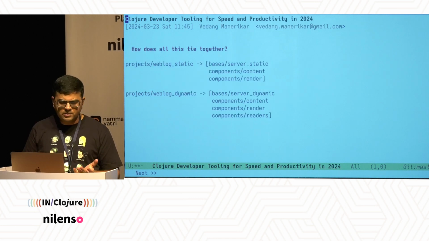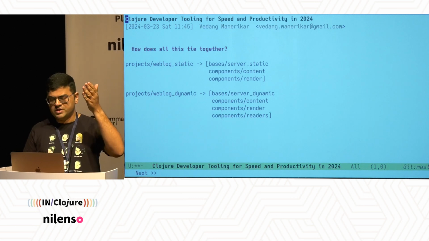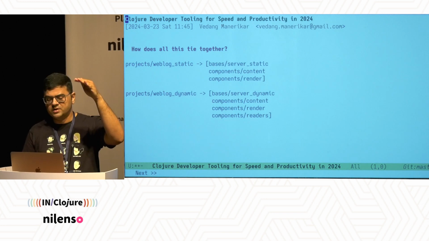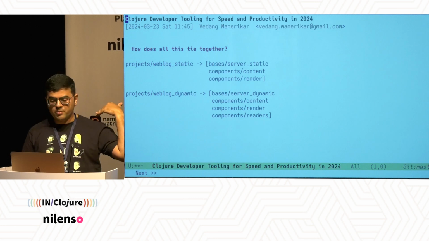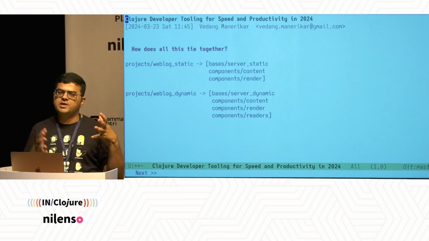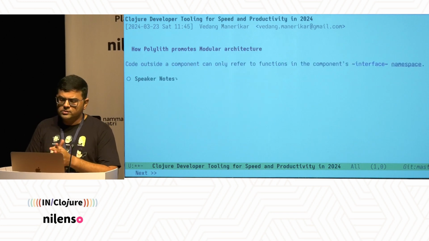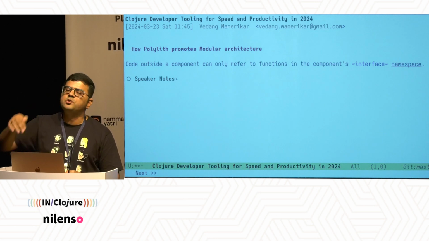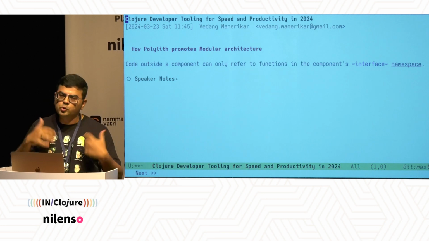How does all of this tie together? So my static is essentially one base, which is the static server, plus two components, content and render. And my dynamic is one base, which is the dynamic server, and three components, content, render, and readers, right? So this is how I'm going to reuse the content and the render, and this is essentially how I have that separation. So what Polylith enforces is that you have to define an interface, and the functions that are defined in that interface are the only ones which can be used by components outside of that particular folder, right? And the tool enforces this.